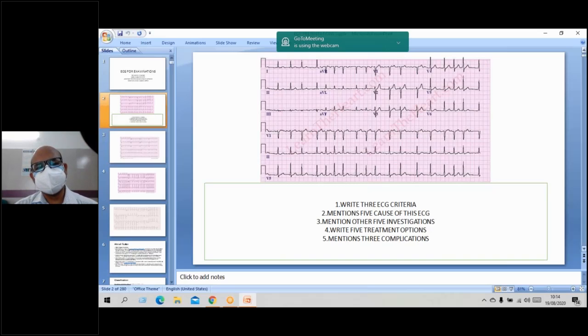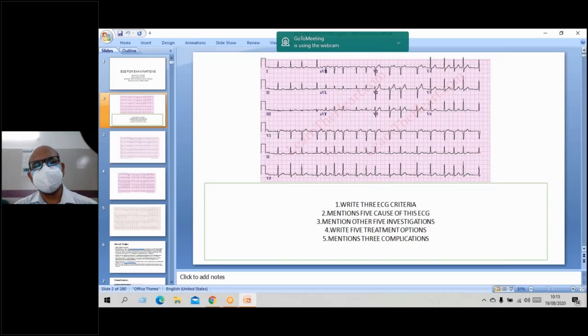Another question I already discussed: mention five cardiac causes of atrial fibrillation. Mention some non-cardiac causes of atrial fibrillation. In non-cardiac causes always mention first thyrotoxicosis. Then other causes means chest infection, maybe the patient has pneumonia or bronchial carcinoma, or post-operative status, or alcohol-induced. So these are non-cardiac causes. And cardiac causes are the commonest cause.